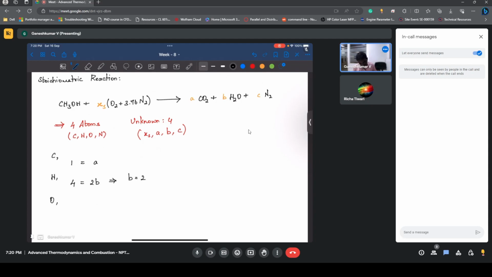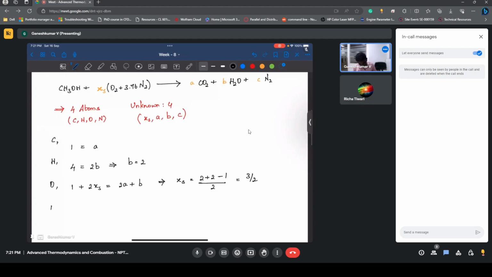If you take the oxygen atom, how many oxygen atoms do we have here? We have one in the fuel, and we have 2X in the oxidizer, and this will be equal to 2A in the carbon dioxide, and B in the water vapor. We already know B and A, so then we can find X. This is going to be 2 plus B minus 1, upon 2. Right, exactly. So if that is the case, what would be the excess? 3 by 2, right?